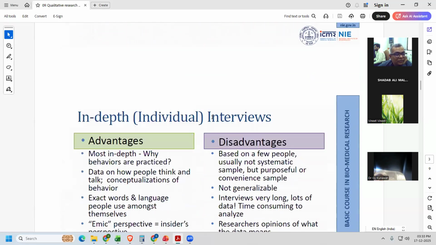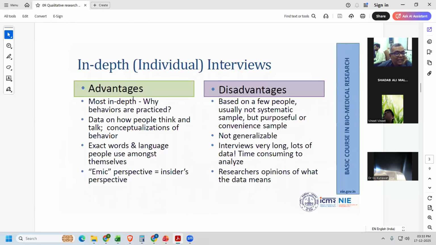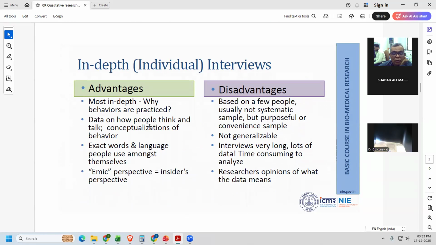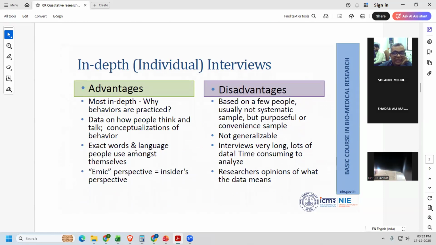Okay. So what are the advantages? It is the most in-depth, and we are going to discuss why a behavior is practiced. Then it gives data on how people think and talk, and we are able to conceptualize the behavior. While we are writing the exact words and language of people which they use for themselves, that is what we are going to put. And it is an emic perspective, as we said at the beginning, an insider perspective.